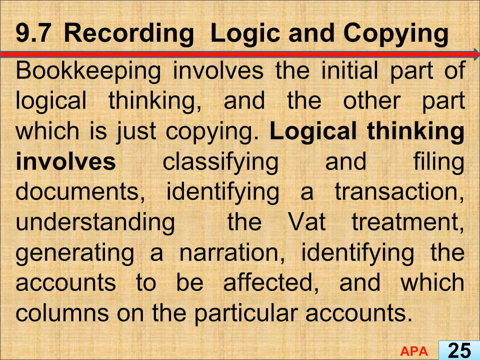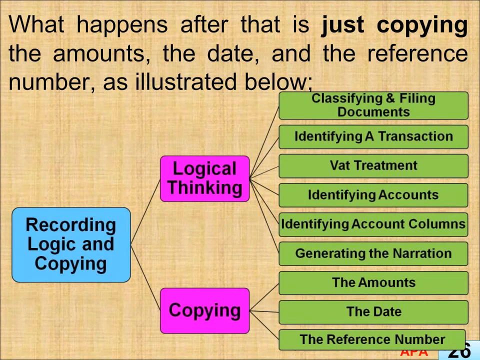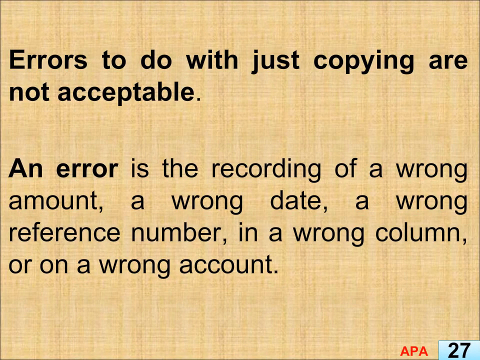Section 9.7. Recording logic and copying. Bookkeeping involves the initial part of logical thinking, and the other part which is just copying. Logical thinking involves classifying and filing documents, identifying a transaction, understanding the VAT treatment, generating a narration, identifying the accounts to be affected, and which columns on the particular accounts. What happens after that is just copying the amounts, the date, and the reference number, as illustrated below.